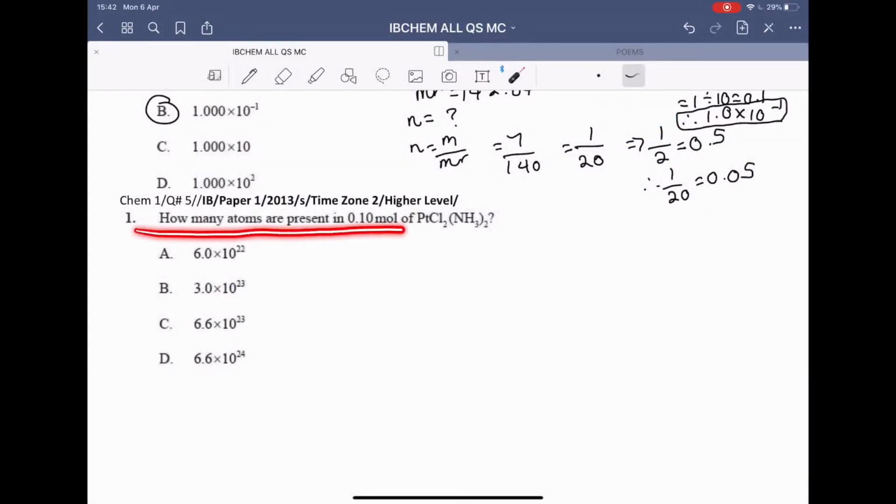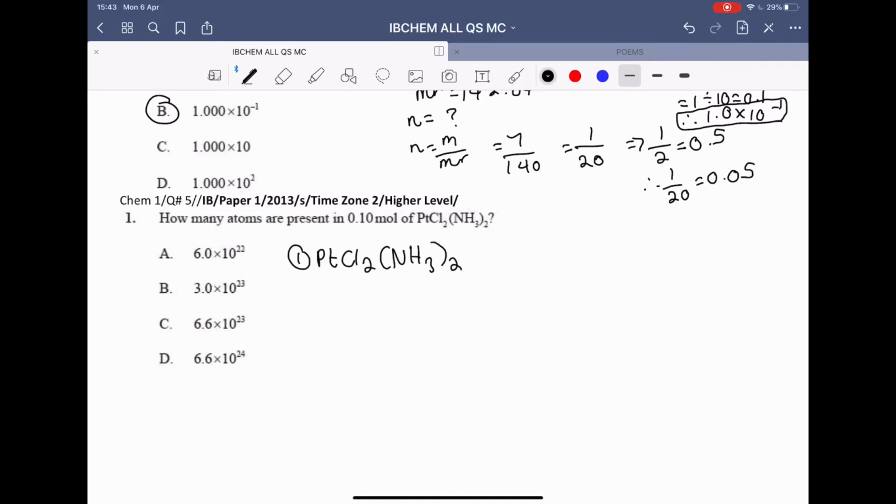How many atoms are present in 0.10 moles of PtCl2(NH3)2? This is similar to the glucose question that we went through earlier. It's actually the exact same count, but now they're asking for the entire formula. They're not just asking for oxygen, they're asking how many atoms are present in 0.10 moles of everything. So the first thing we've got to do is add up everything that's in PtCl2(NH3)2: 1 plus 2 plus 1 plus 3, but then NH3 is times 2, so do another 1 plus 3. And just simplify that to make your maths clearer.